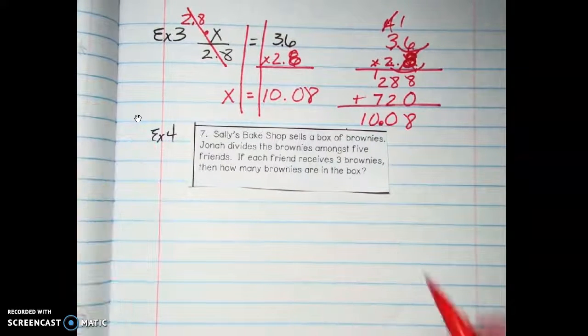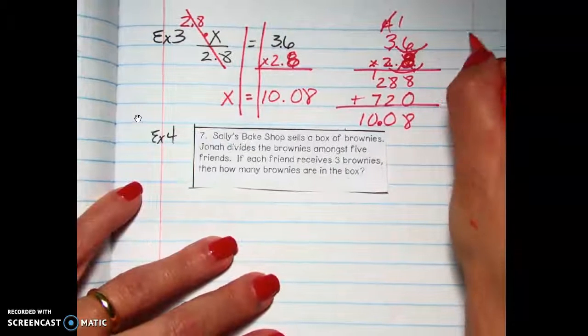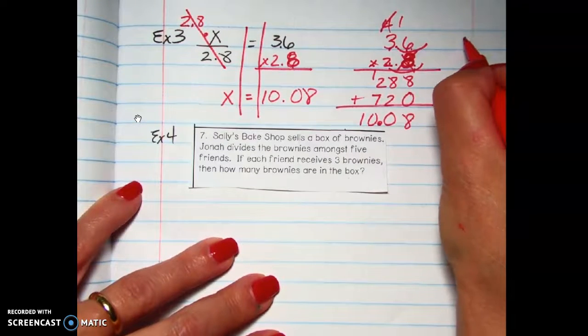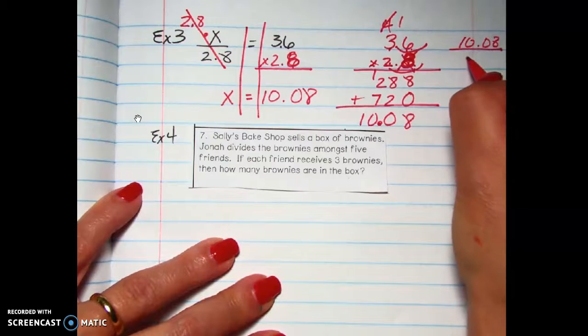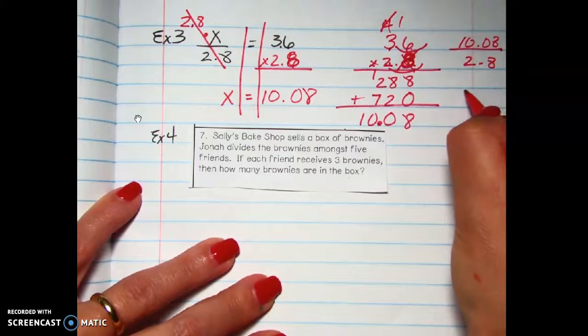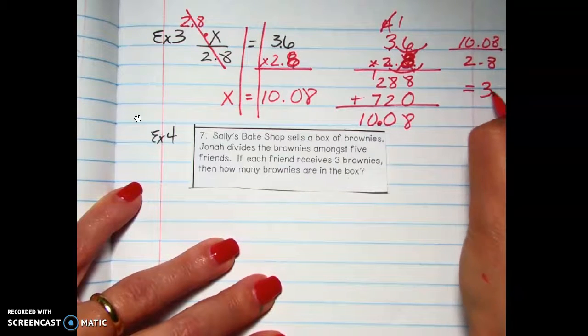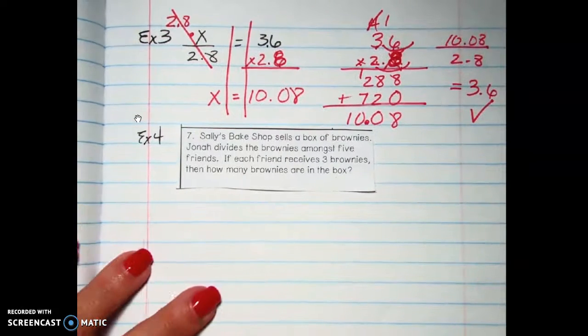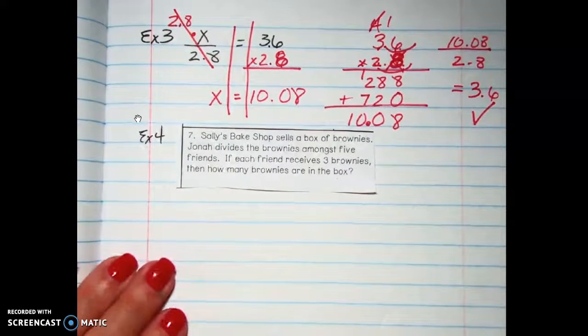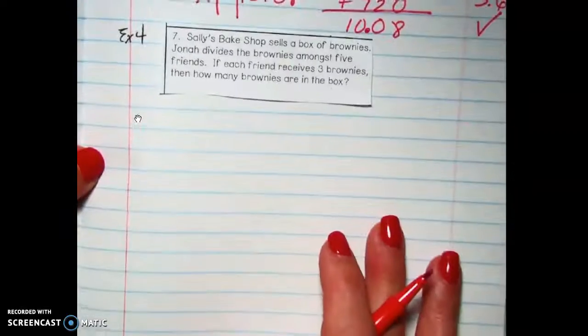Now, I can check my work by using a calculator. How would I do that? Well, I would plug in, of course, 10 8/100 divided by 2 8/10. And what is my answer? 3 6/10. It worked. Using a calculator to check your work is a great strategy.